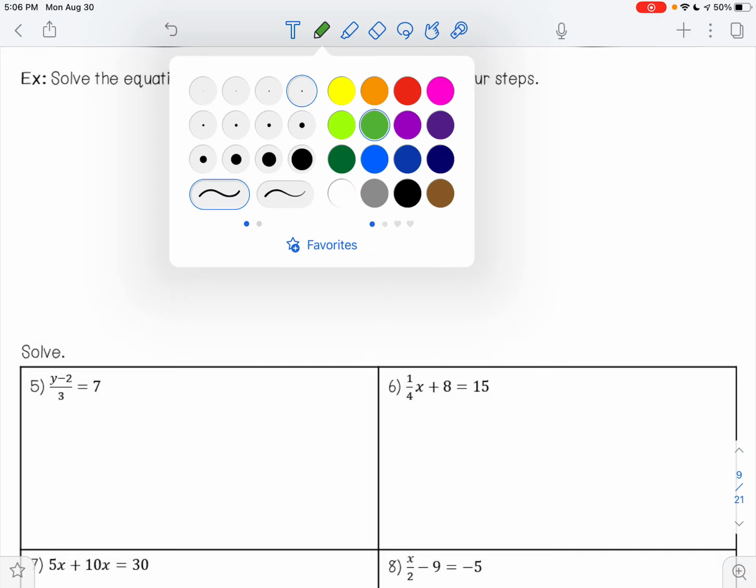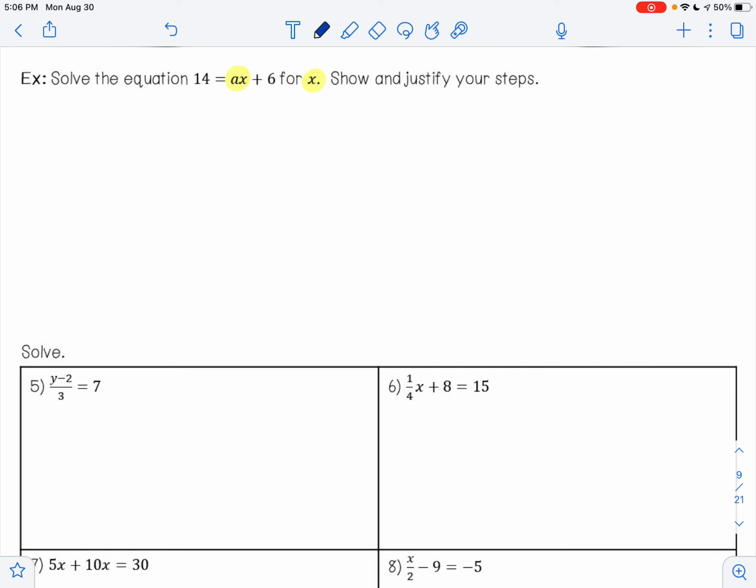So I want to get the term that has x in it by itself. To undo, let's see, what are we doing? We are adding 6 to ax. To undo addition, we're going to do subtraction because the opposite of addition is subtraction. 14 minus 6 is 8. I'm going to bring down my equal sign and my ax. 6 minus 6 is 0. So this first step was using the subtraction property of equality.